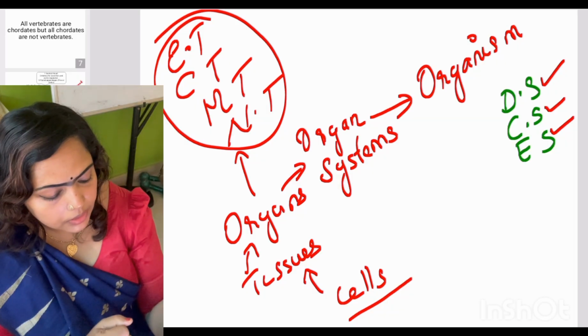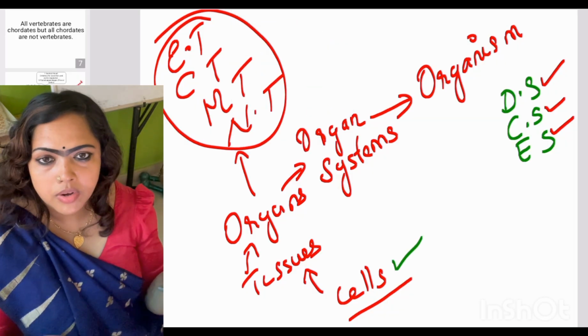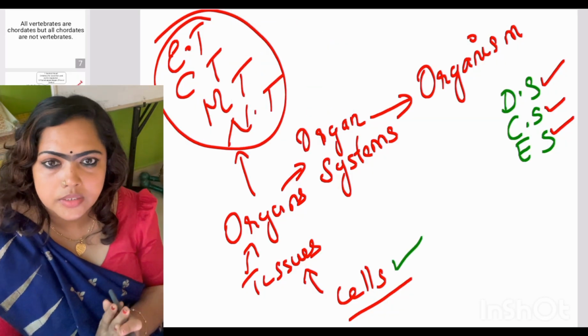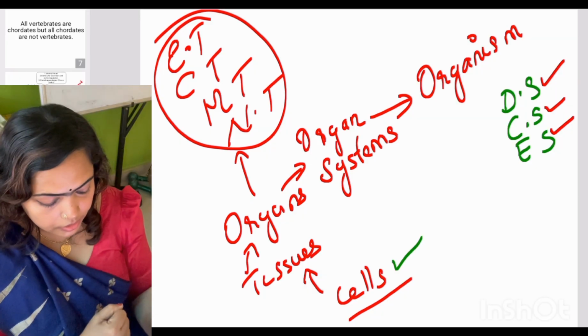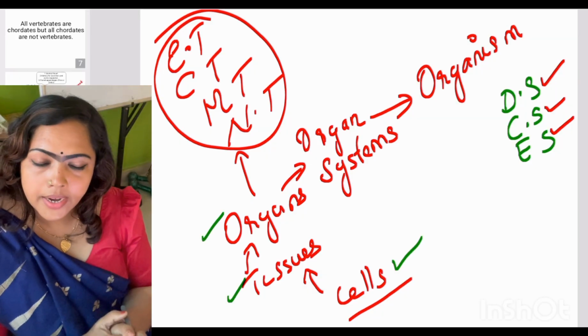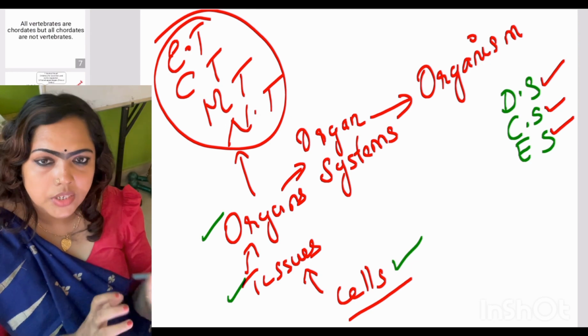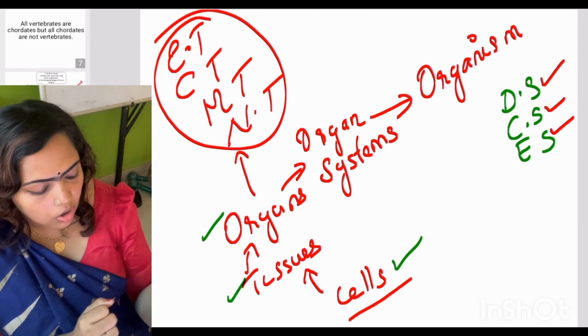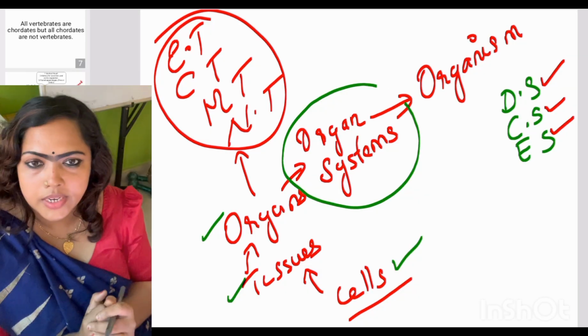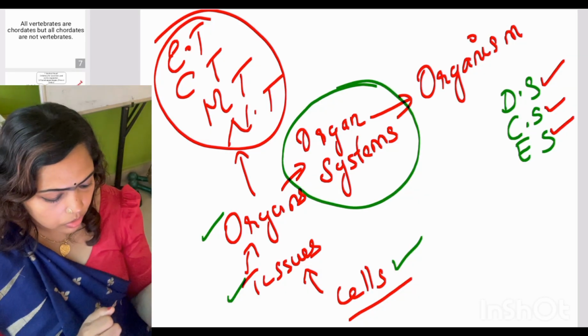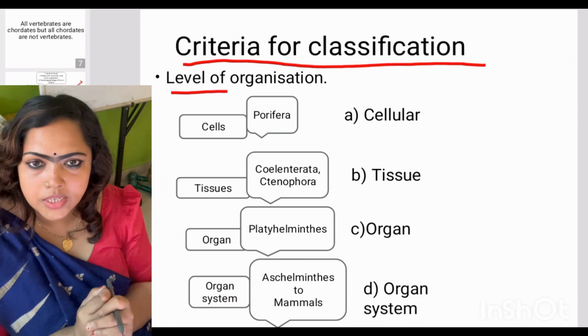Some organisms carry only cells. The simpler organisms like poriferans carry only cells. Some organisms carry tissues or organs, and the higher organisms like humans carry the highest level of organization, called the organ system level of organization. So that is the different levels of organization.